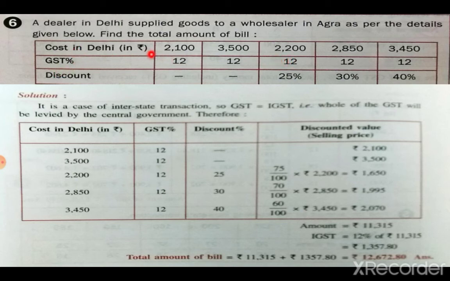Now cost in Delhi, it is given, GST is given, discount is given. So you will write all that in vertical format. You can see solution, it is a case of interstate transaction. So GST will be equal to IGST because it is interstate. So whole of the GST will be levied by the central government. That will be IGST by collecting IGST. So you will write cost in Delhi in vertical format, GST line in vertical format, discount line in vertical format.